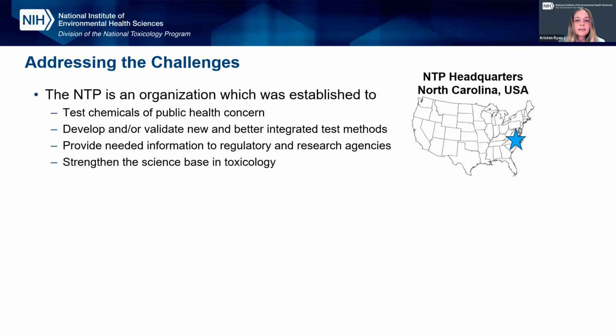So how did the NTP get involved in this type of research? We are an organization that was established to do a lot of things, actually. We test chemicals of public health concern. We try to develop or validate new and better integrated test methods, provide needed information to regulatory or research agencies, and strengthen the science base in toxicology.